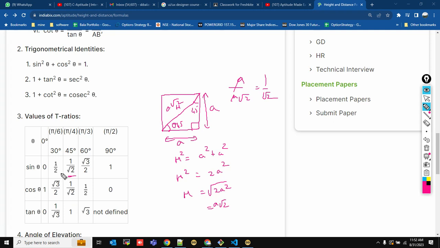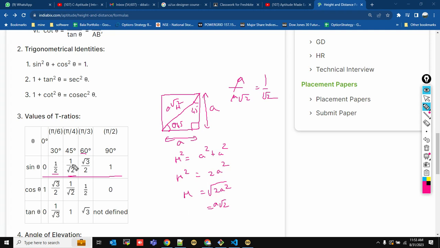Similarly, you can calculate the values for 30 degrees, 60 degrees, 90 degrees and 0 degrees, like how we calculated here. You can remember this by recall. Sine values for 0, 30, 45, 60 and 90 are 0, 1 by 2, 1 by root 2, root 3 by 2, 1. If you just remember this one, this is enough. Now cos theta will be the reverse of sin theta: 1, root 3 by 2, 1 by root 2, 1 by 2 and 0.